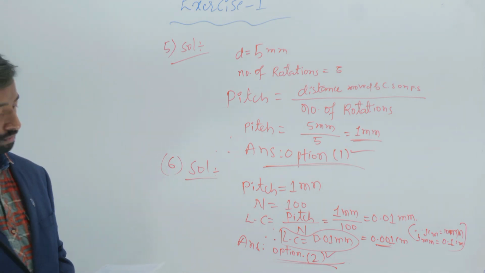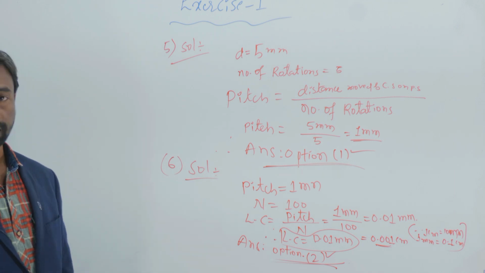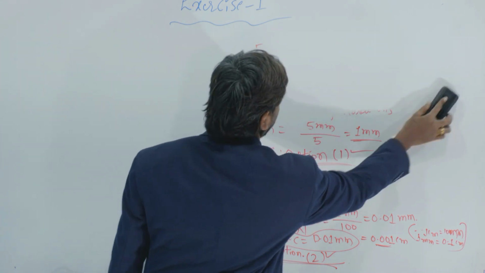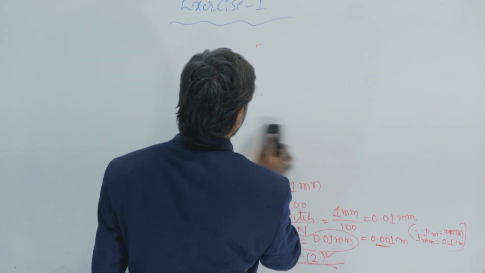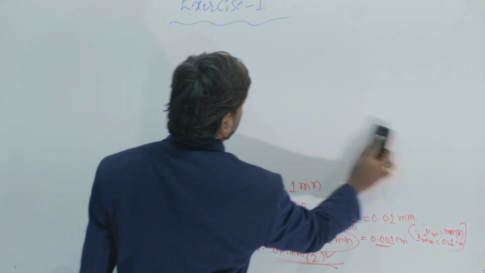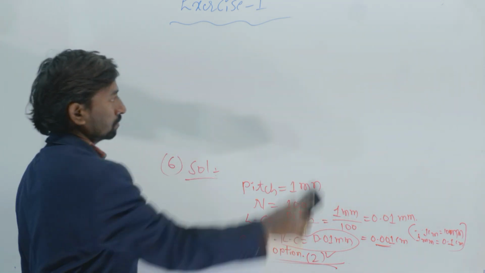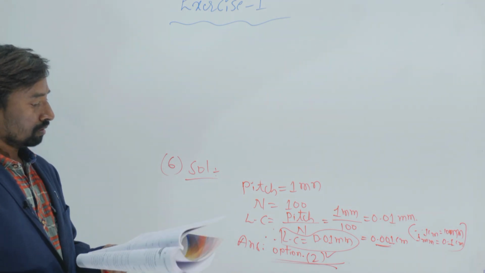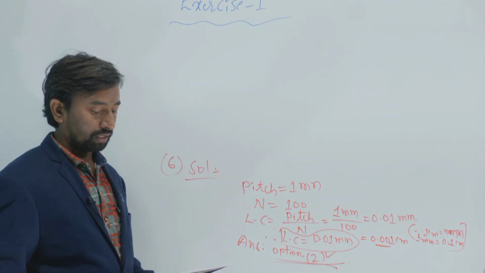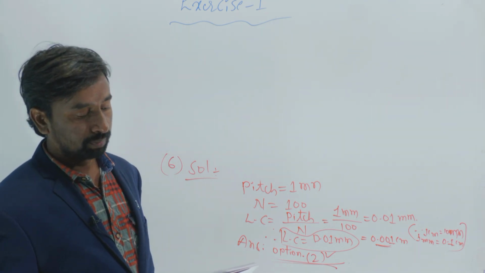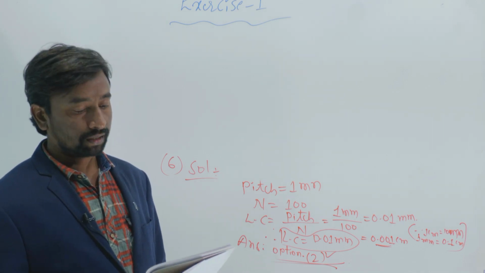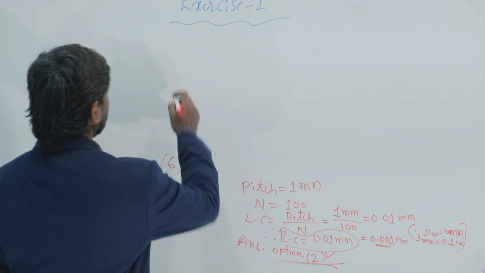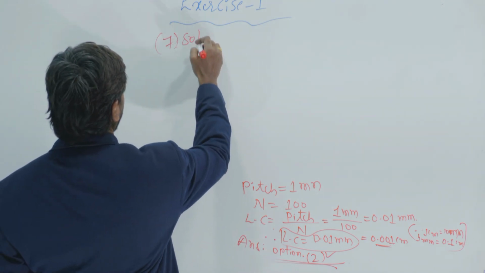The next one, the 7th one, we'll see. So the first one is completed now. Seventh one: the circular scale of a screw gauge has 50 divisions. Its spindle moved by 2 millimeters on the sleeve as it completes 4 rotations. Then its pitch will be what? So here is the seventh solution.